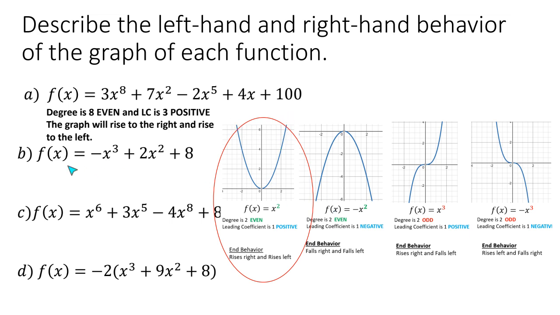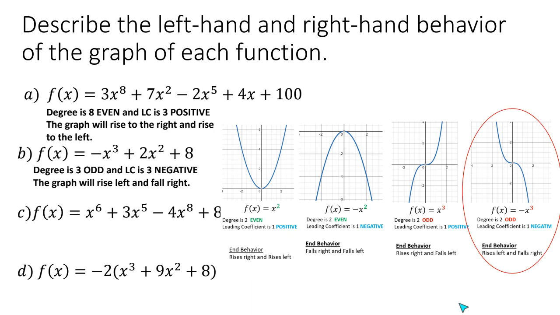Okay, so let's look at the second one. I have a 3 here and a 2. So my degree is going to be the highest one, which is 3. So that means that I'm looking at this graph over here. Now the leading coefficient is negative. So that means that we're going to be using this last one to determine the behavior. So our answer for this is the graph will rise left and fall right. So it's rising left, falling right.